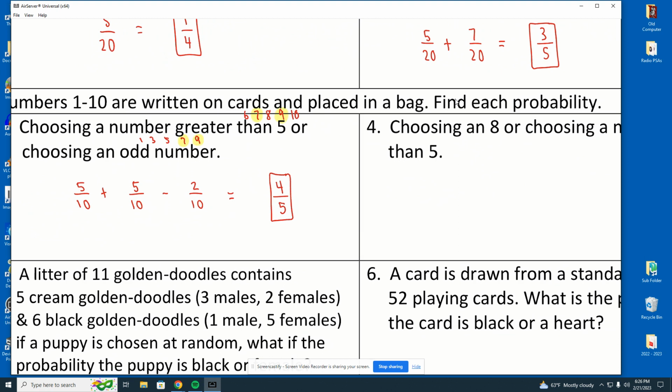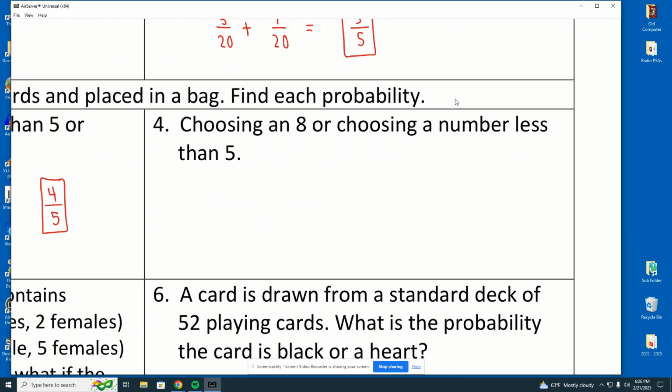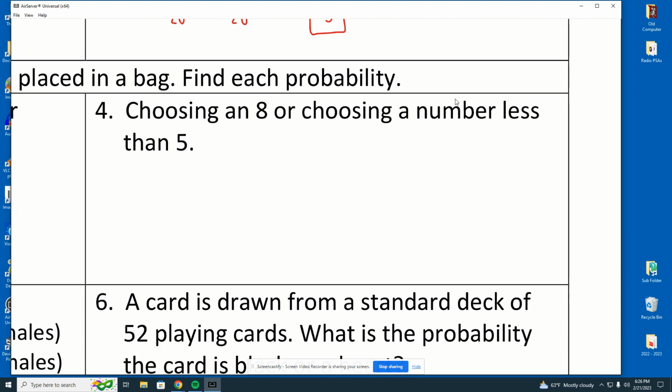Number 4. And I'm not going to do this example like that every time because I think you guys should understand that. So basically, here's how we're going to look at it. Choosing an 8 or choosing a number less than 5. What's the probability of choosing an 8? Well, there's only one 8 out of those 10. What about less than 5? Well, that's 4, 3, 2, 1. So there's 4 out of those 10.